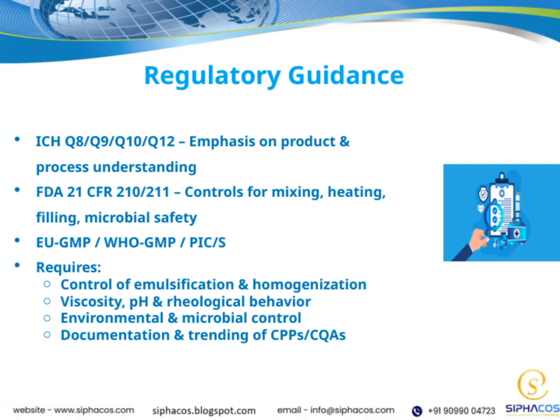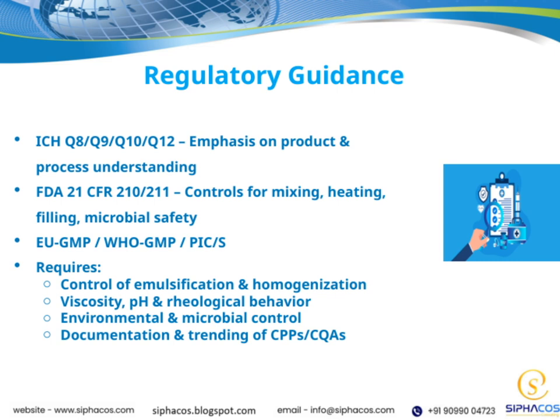Now, let's look at some key regulatory frameworks and guidelines that emphasize product and process understanding. First, we have ICH Q8, Q9, Q10, and Q12. These guidelines stress the importance of thoroughly understanding both our products and manufacturing processes to ensure quality from development through commercialization. They encourage a science-based approach, fostering innovation while maintaining control.